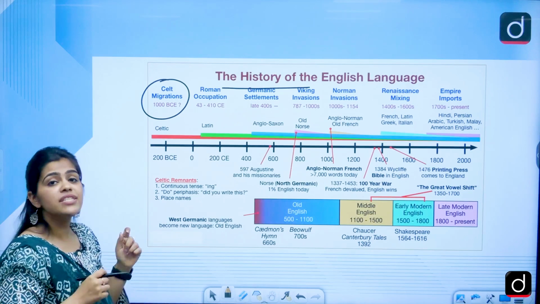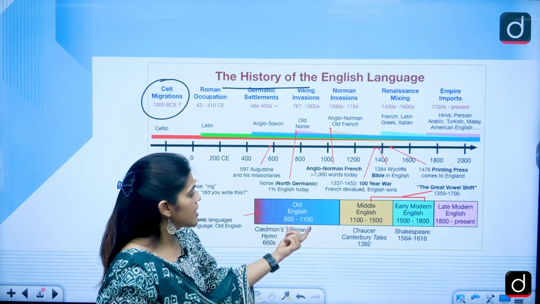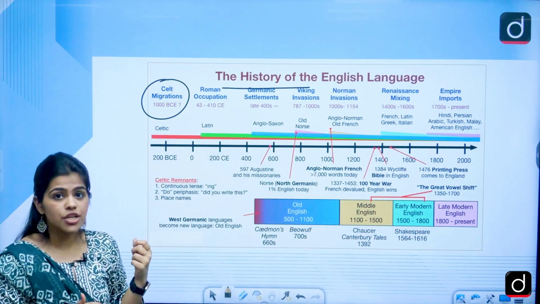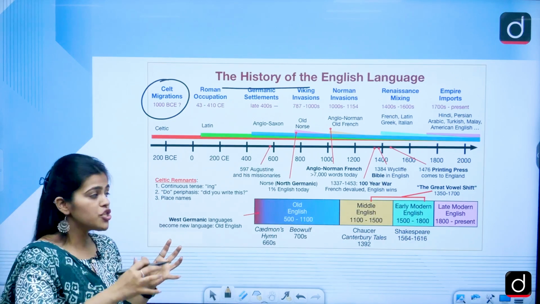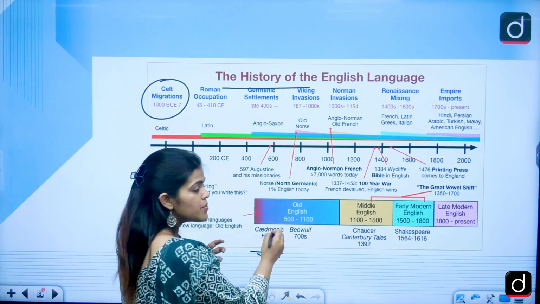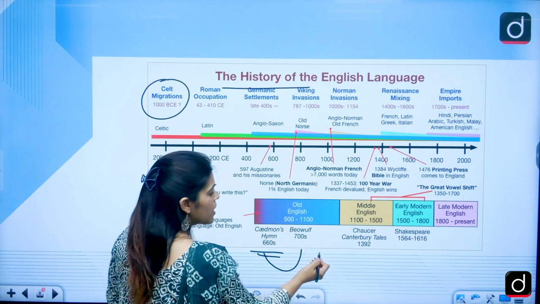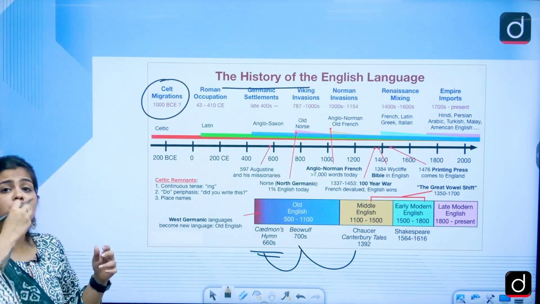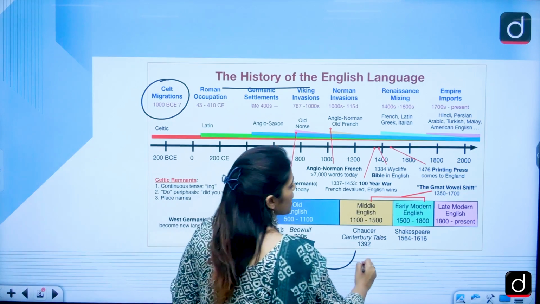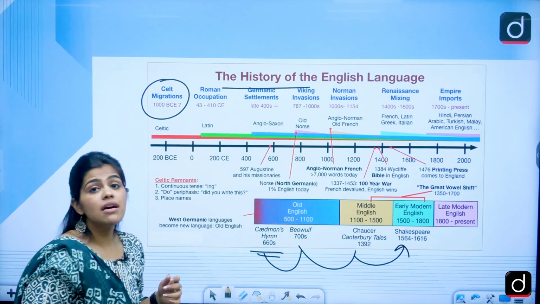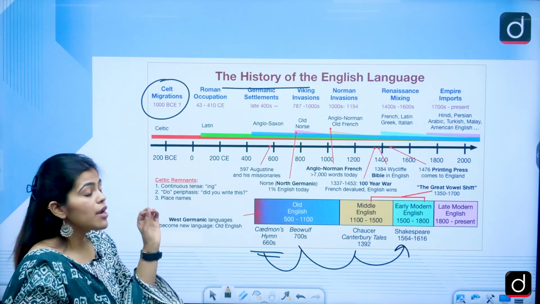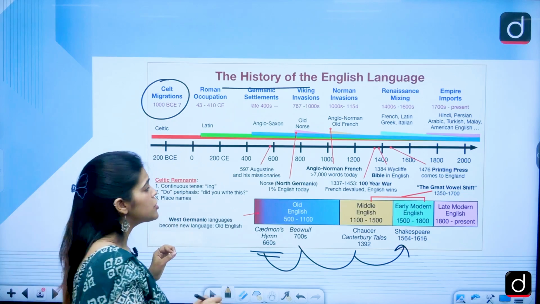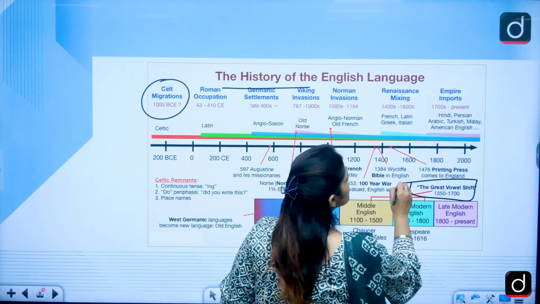We'll be dealing with the different periods like the Old English, the Middle English, the Early Modern English, and the Late Modern English. We'll be studying how the English changed from Caedmon's Hymn to Beowulf. Then we have Chaucer, Canterbury Tales, how English was changing, and then we come to Shakespeare. That is the early modern English, and we'll be studying about the Great Vowel Shift. Very important questions are asked from this period.